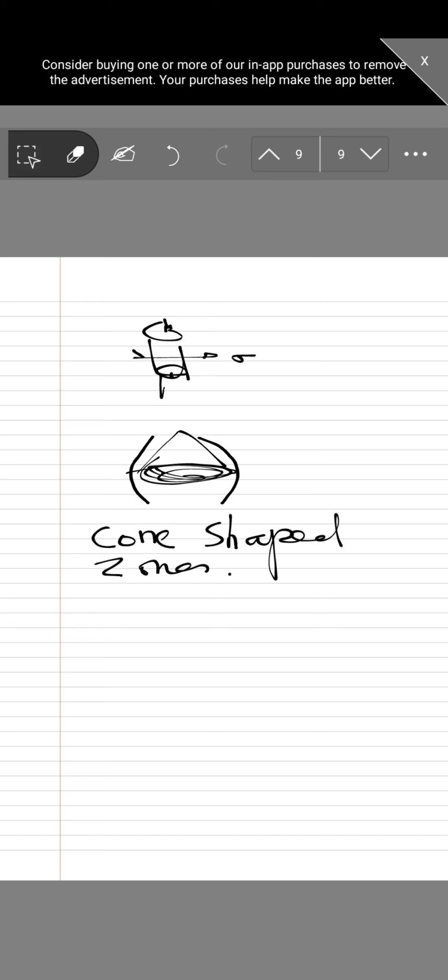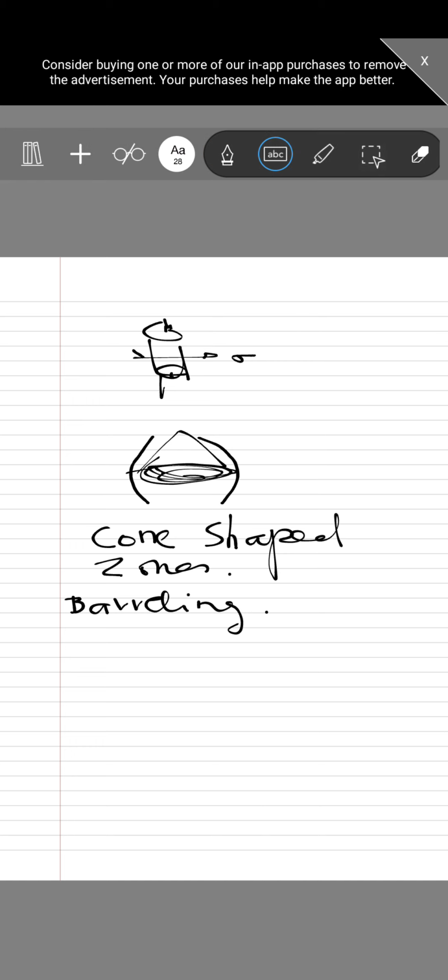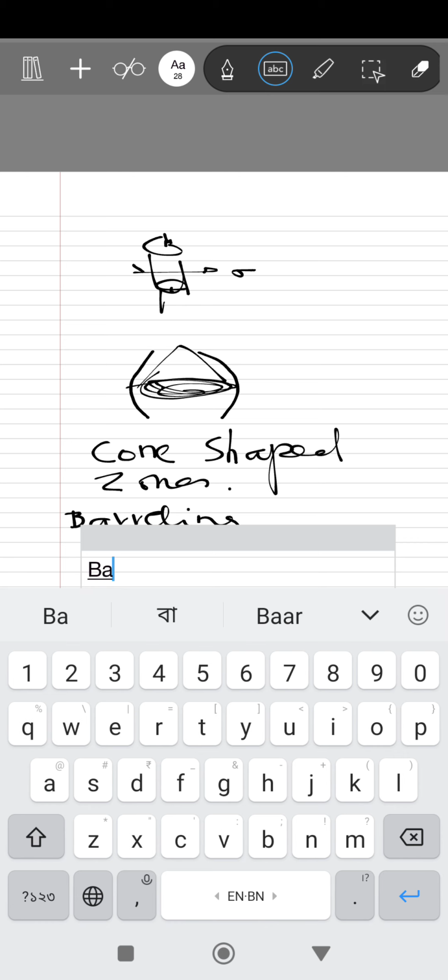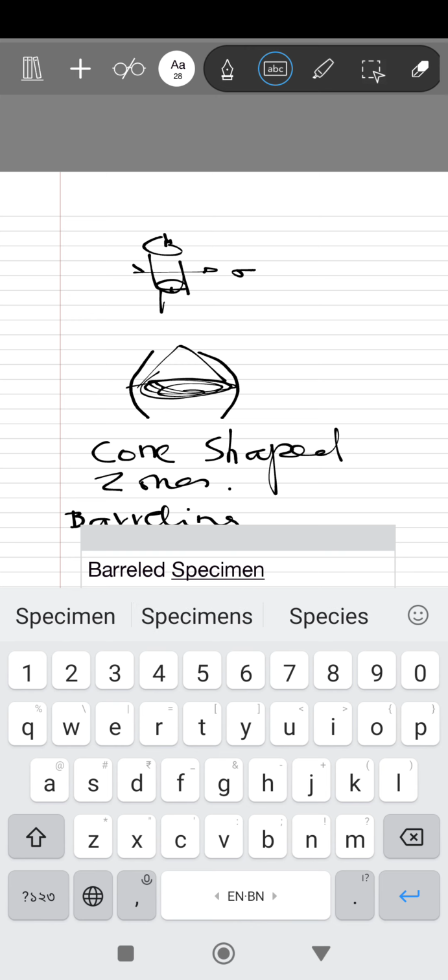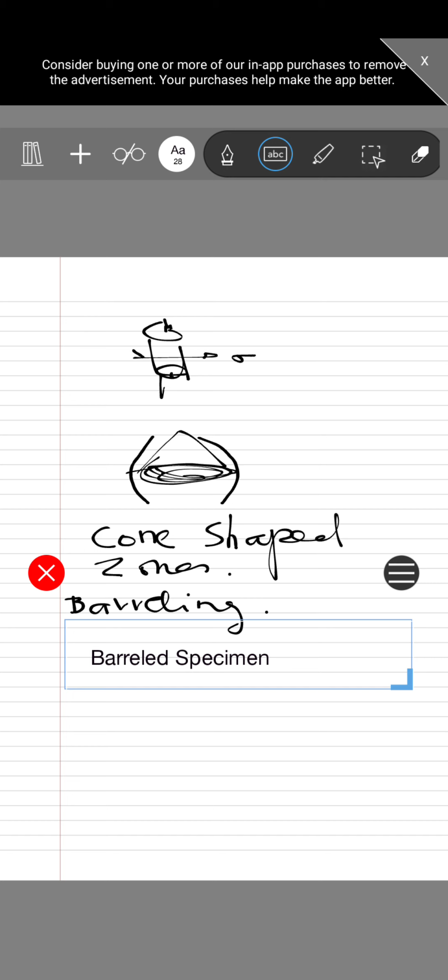Now this is called barreling. Barreling, or a barreled specimen.